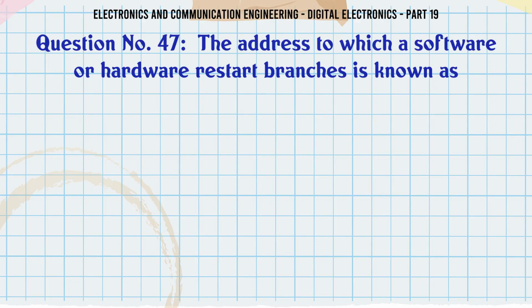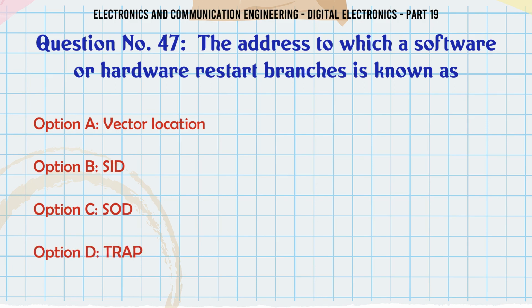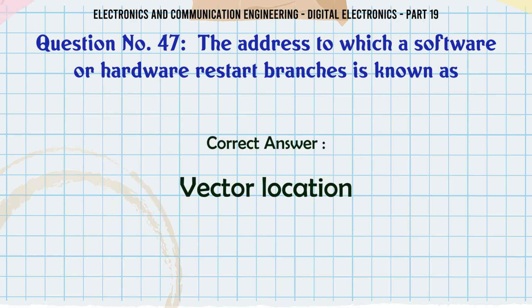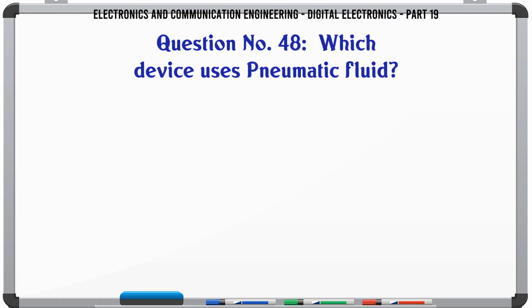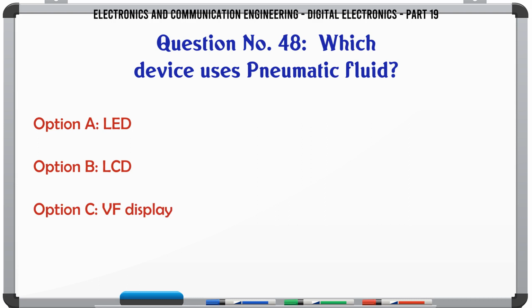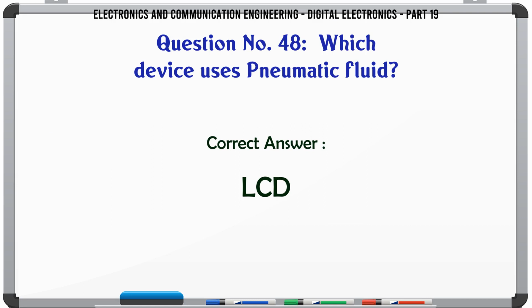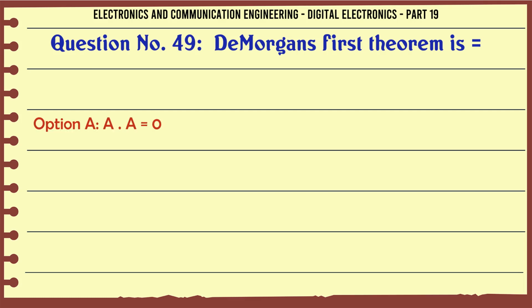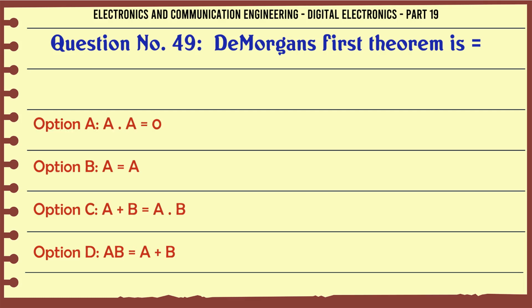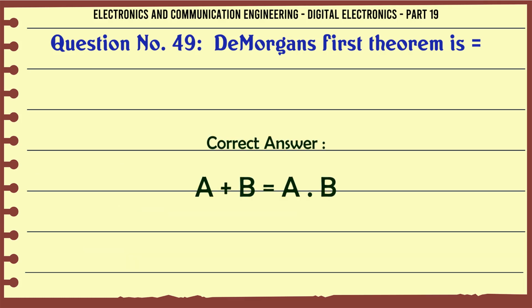The address to which a software or hardware restart branches is known as: A. vector location, B. SID, C. SOD, D. trap. The correct answer is vector location. Which device uses pneumatic fluid? A. LED, B. LCD, C. VF display, D. none of these. The correct answer is LCD. De Morgan's first theorem is: A. 0, B. 1, C. (A+B)' = A'B', D. (AB)' = A'+B'. The correct answer is (A+B)' = A'B'.